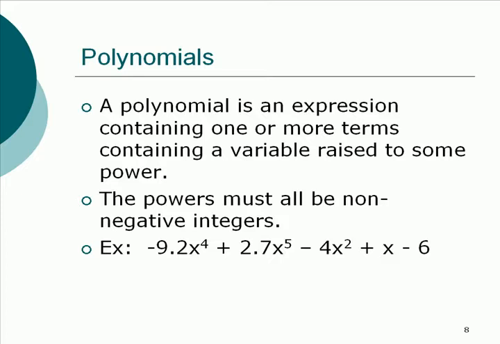So, for example, negative 9.2x to the fourth plus 2.7x to the fifth minus 4x squared plus x minus 6 has to meet the criteria of a bunch of variables raised to powers with coefficients, and the powers cannot be negative and they must be integers. If you have a negative exponent, not a polynomial. No deal. That is a polynomial because all the powers are integers. Incidentally, if those powers were decimals, like 4.5 power or x to the 3/2 power, it's not a polynomial. We just call it then a plain old expression.